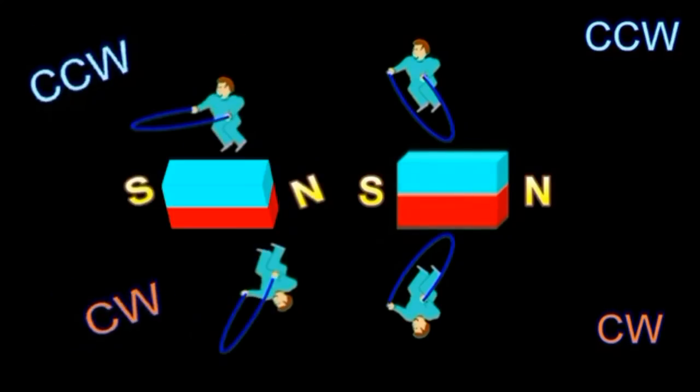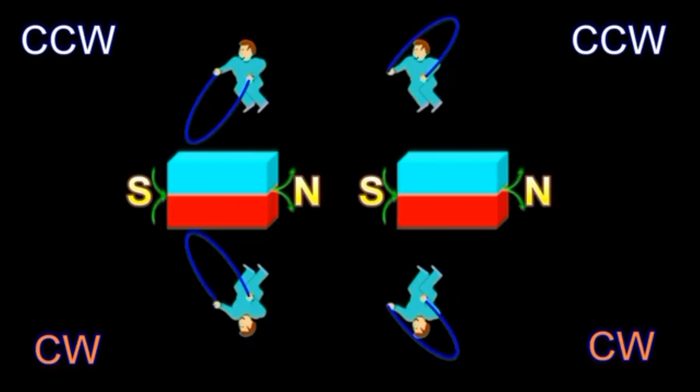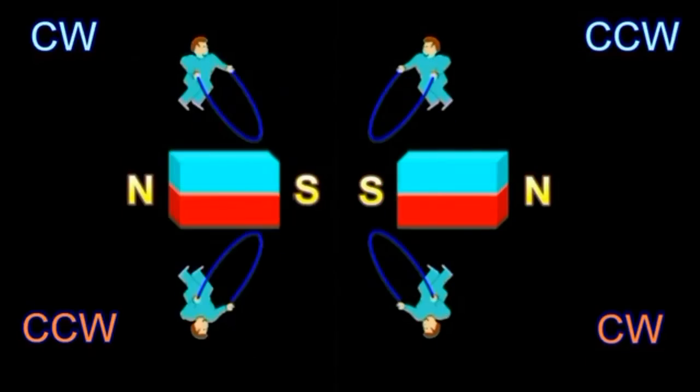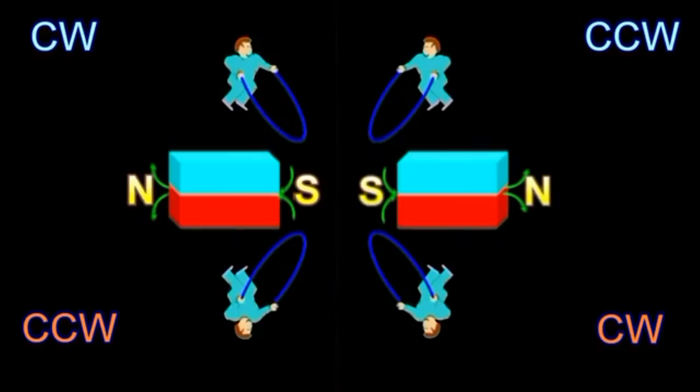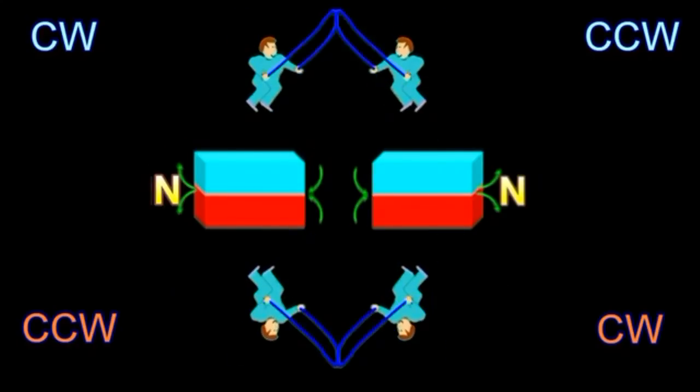Okay? What happens when we turn one of the magnets 180 degrees, and we put north against north or south against south? Well, we know what happens. They push each other away, right? And here it is. You'll see it here. We're going to turn this guy around 180 degrees, the guy on the left. There he goes.